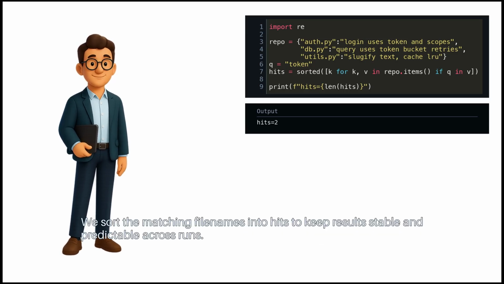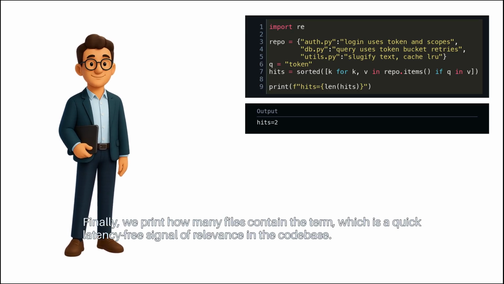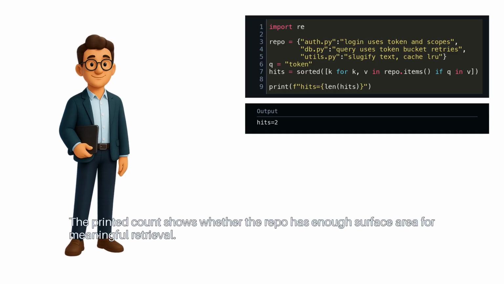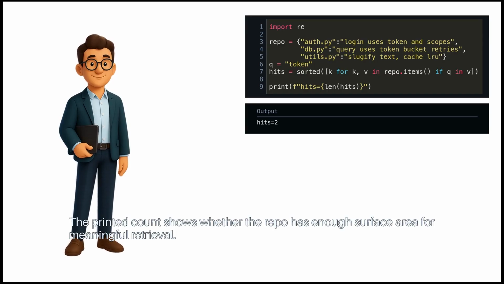We sort the matching file names into hits to keep results stable and predictable across runs. Finally, we print how many files contain the term, which is a quick latency-free signal of relevance in the codebase. The printed count shows whether the repo has enough surface area for meaningful retrieval.